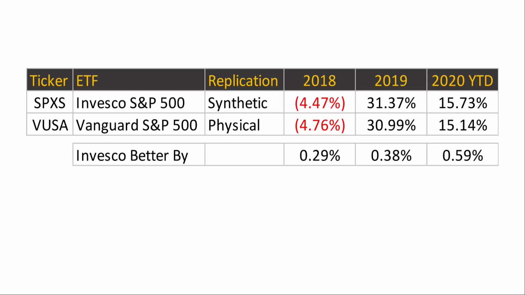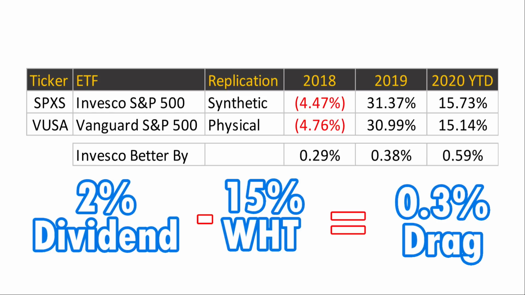Although these exact ETFs are not in the portfolio, the comparison clearly demonstrates the effect of withholding tax on US stocks. With US stocks typically yielding around 2% and a 15% withholding tax applied on this, using synthetic ETFs should benefit the US holding of a portfolio by 0.3% every year.